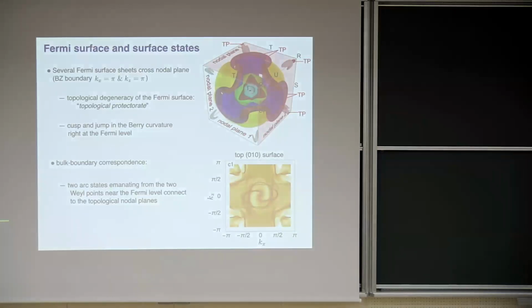Now, if you look at the Fermi surface of this material, you find that the Fermi surface crosses these nodal planes. And so there we have a degeneracy in the Fermi surface, where we have a very large Berry curvature at the Fermi surface, at least on this part of the Fermi surface. So in that sense, in these materials, you automatically have at least part of this large Berry curvature right at the Fermi level, and it will contribute to transport characteristics.